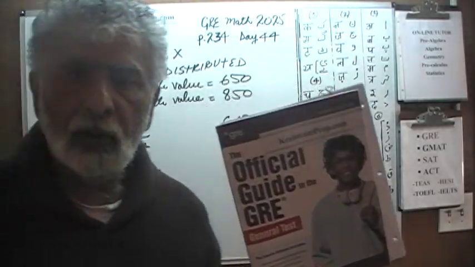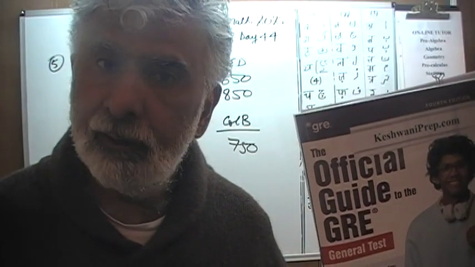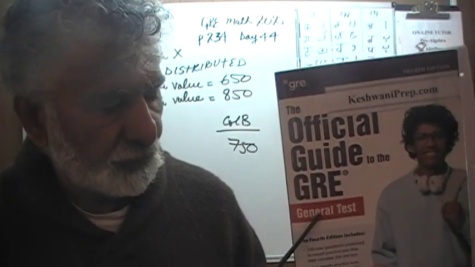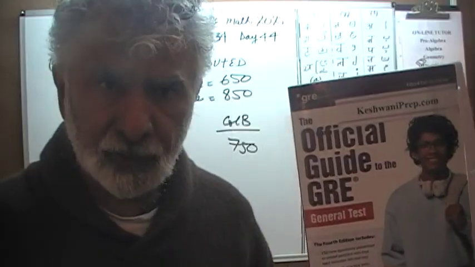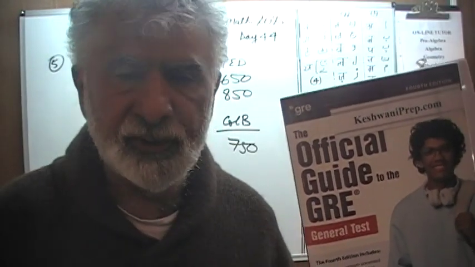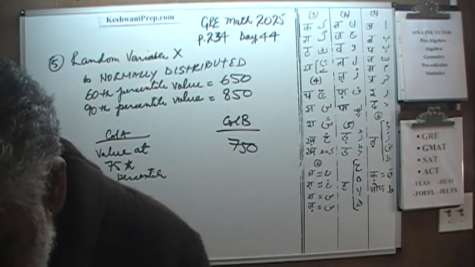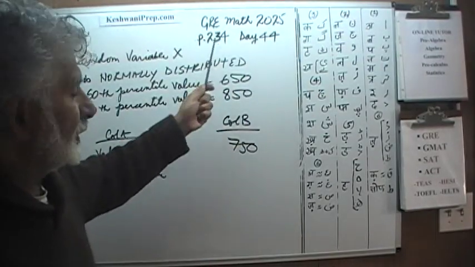Keshwani. We are here because we want to prepare for GRE. We have been solving GRE math problems out of this book here, the official GRE official study guide, the 4th edition. If you do not own this book already, purchase one immediately. You're going to need it. Today is our lesson number 44 and we are on page number 234.